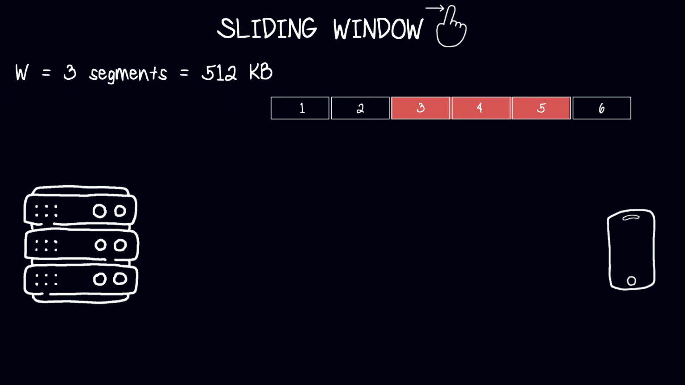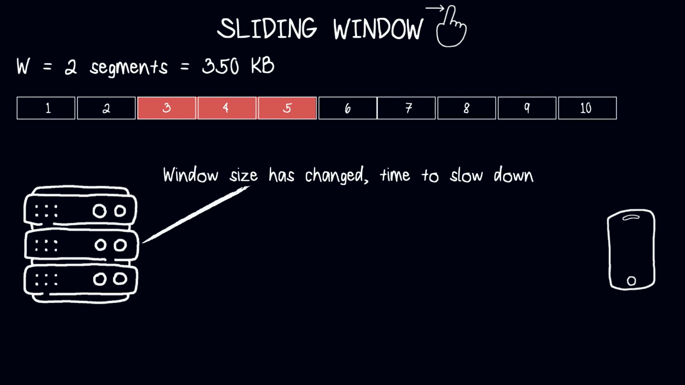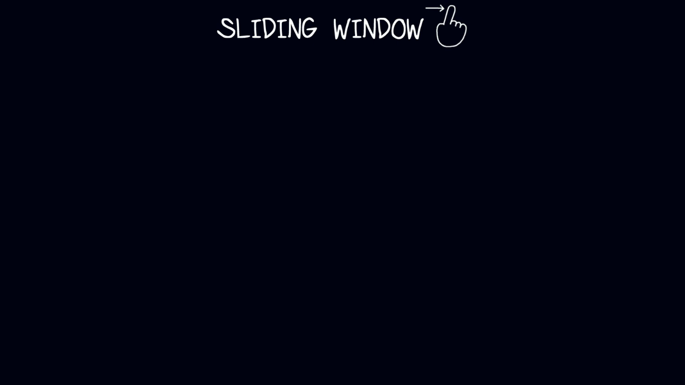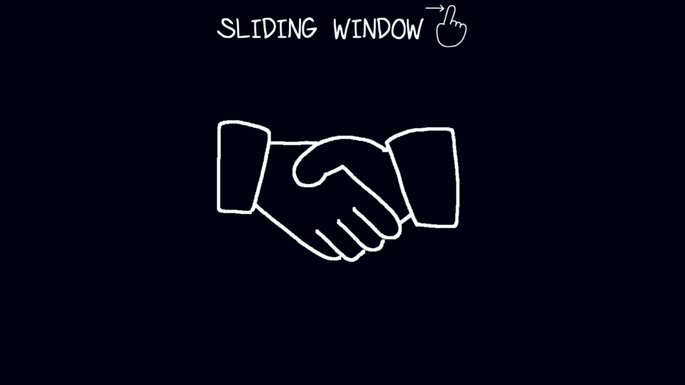Now, if the receiver's window becomes smaller, for example, due to limited resources, the sender adjusts its transmission rate accordingly. The same will happen if the receiver's window becomes larger. This dynamic adjustment of the window size ensures that the sender and receiver remain synchronized, preventing overwhelming the receiver or underutilizing the network capacity. And that concludes our video on TCP flow control.